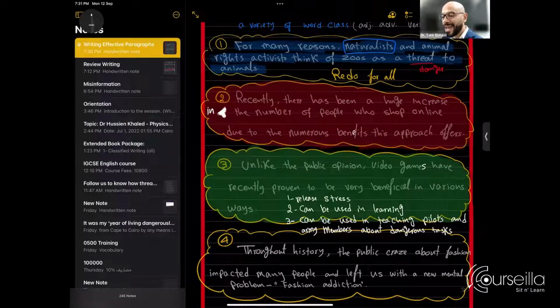And animal rights activists think of zoos as a threat to the animals. You can take this one or the other one: recently there has been a huge increase in the number of people who shop online due to the numerous benefits this approach offers. Take any one of these and we will play a very nice game together.